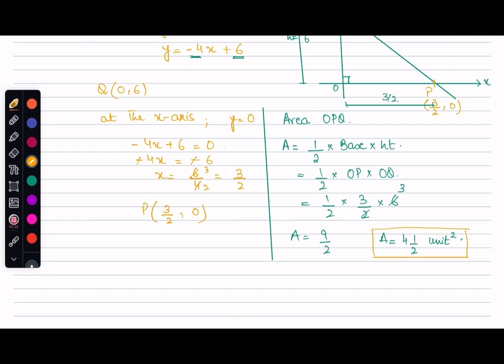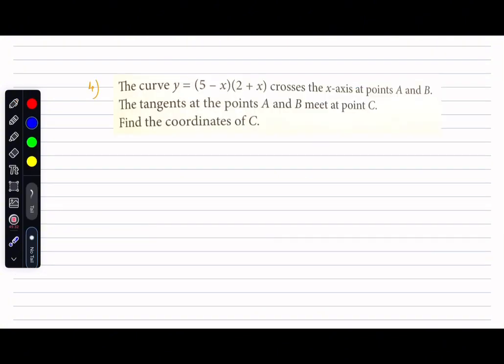So this is how this question then gets solved. The curve y equals (5 minus x)(2 plus x) crosses the x-axis at points A and B. The tangents at the points A and B meet at point C. So find the coordinates of C. So here again, let's underline the keywords.